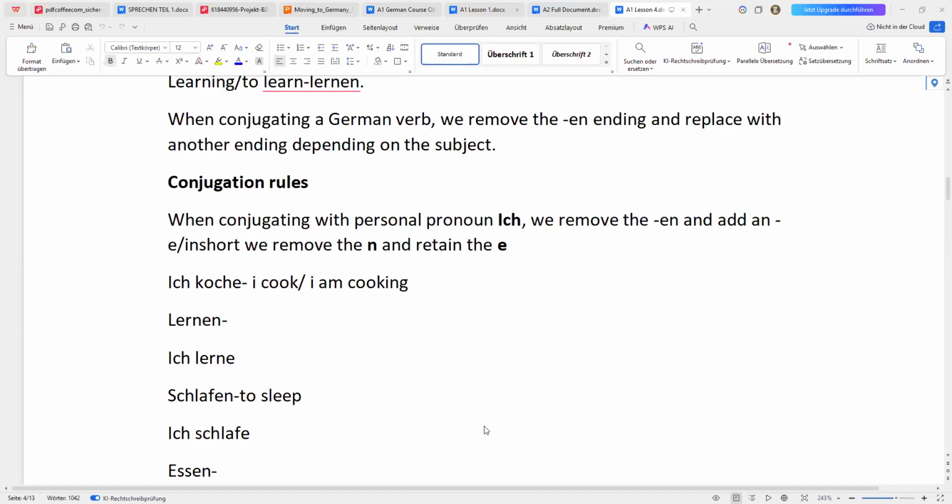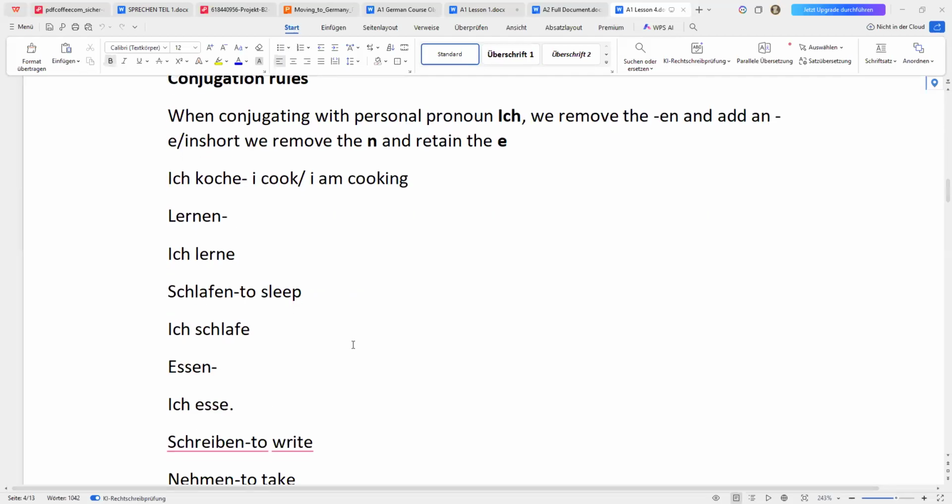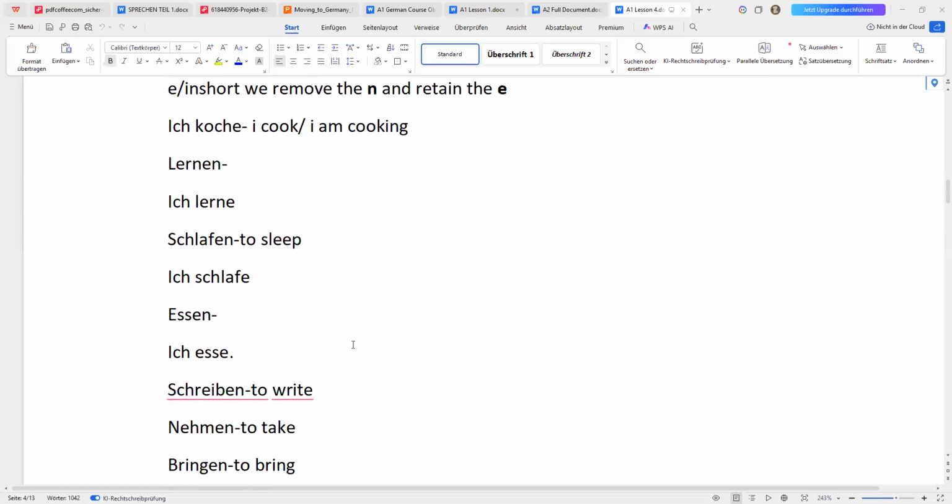So don't do direct translation. Always sentence starts from verb conjugation. And verb conjugation, it is about mastering the conjugation rules. How should you do when you are doing with ich? Okay, so lernen, ich lerne, ich schlafe, ich esse, ich schreibe, ich nehme. So with the ich, you just remove the n at the end, and now you are saying the present tense. That is what I mean with the conjugation.